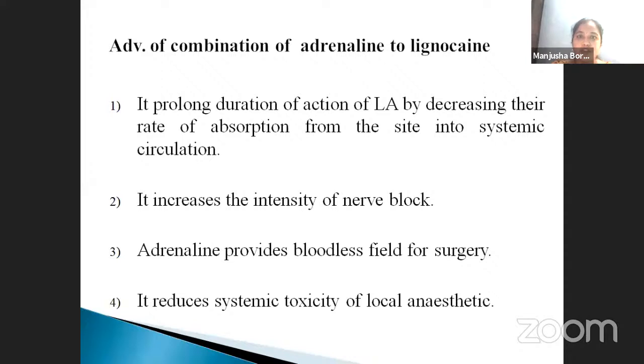It prolongs the duration of action of the local anesthetic by decreasing its rate of absorption from the site into the systemic circulation, and also increases the intensity of the nerve block, and adrenaline provides a bloodless field for surgical cases. This combination reduces the systemic toxicity of local anesthetic, so this combination is most commonly preferred in dental practice.